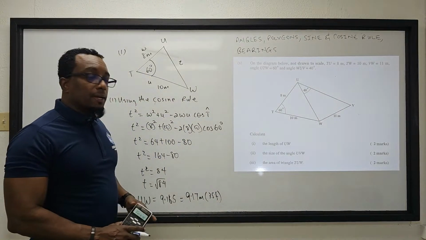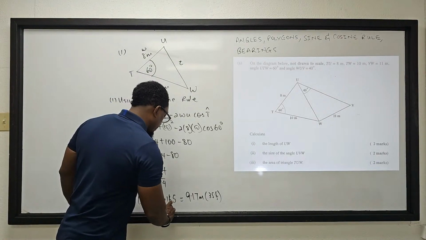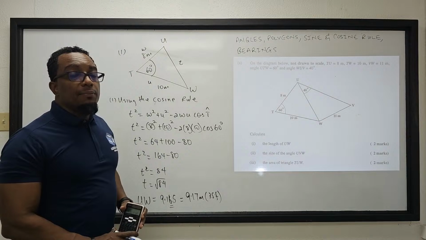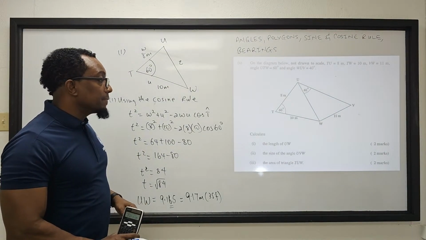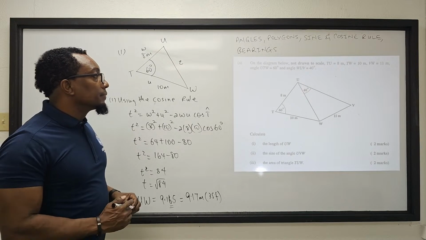So remember, for significant figures, we count from the first non-zero digit from the left: 1, 2, 3. Look at the number after, which is 5. Once it's 5 or more, we add 1 to that 6 to become 7. Alright? So that's the length of UW.